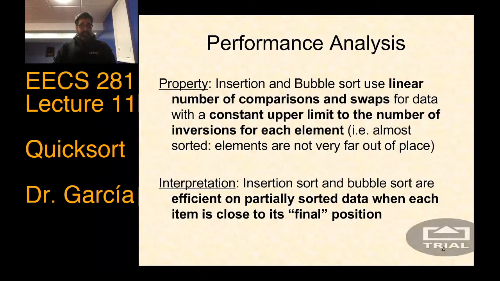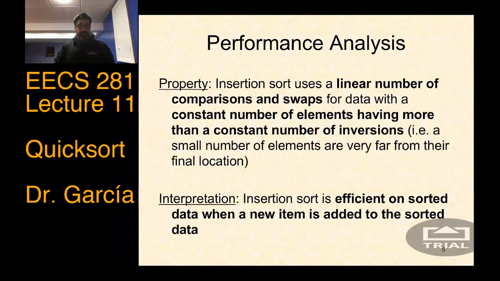Then we have another property, which is that insertion sort uses a linear number of comparisons and swaps for data with a constant number of elements having more than a constant number of inversions. Okay, that's a long sentence. But in other words, it's a small number of elements that are very far from their final location.